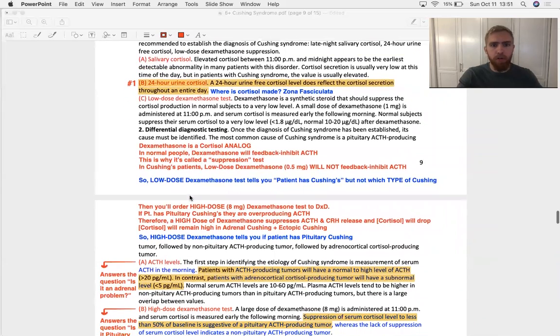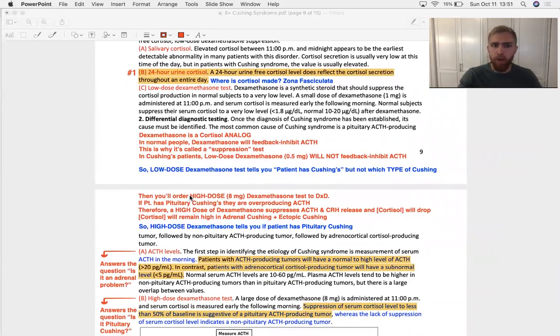Now, to measure cortisol, you're not just going to take blood cortisol, you're going to take 24-hour urine cortisol, because it fluctuates so much throughout the course of the day that you really want to get an accurate reading. And remember, that's going to be made in the zona fasciculata, the middle layer of your adrenal cortex. So dexamethasone is a steroid, it's a glucocorticoid, it's a cortisol analog, and it should normally suppress cortisol production in normal subjects to a very low level by inhibiting adrenocorticotropic hormone.